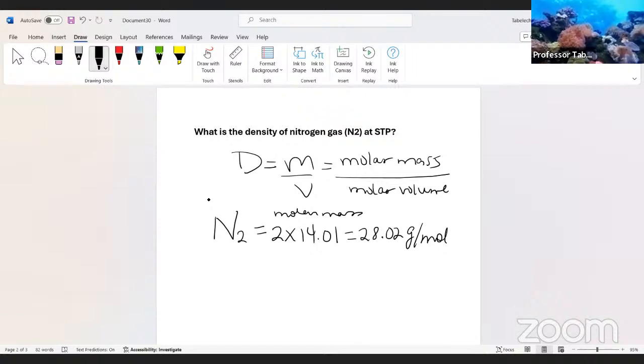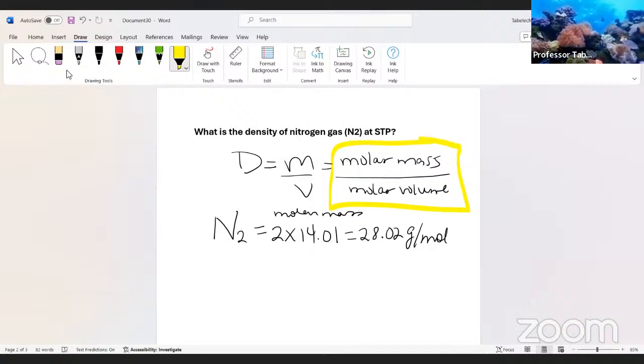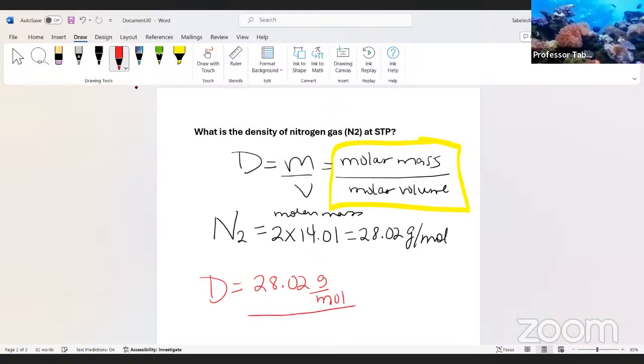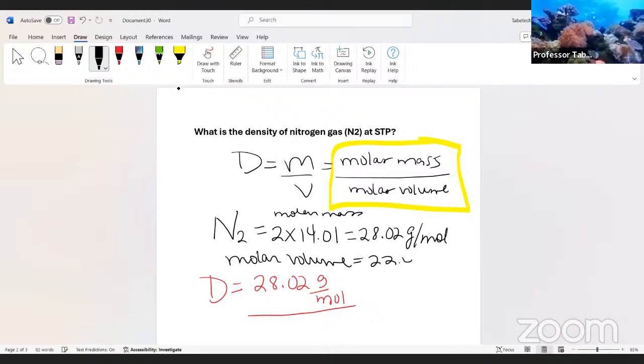I'm going to now use that formula up here, the density formula, the part that says molar mass over molar volume. And guess what we're going to do? We're going to plug that in and say D equals 28.02 grams per mole divided by, and remember, the molar volume. The molar volume is 22.4 liters per mole.